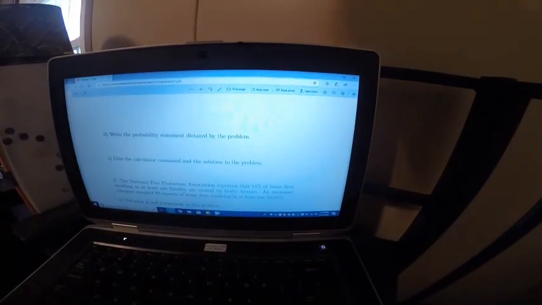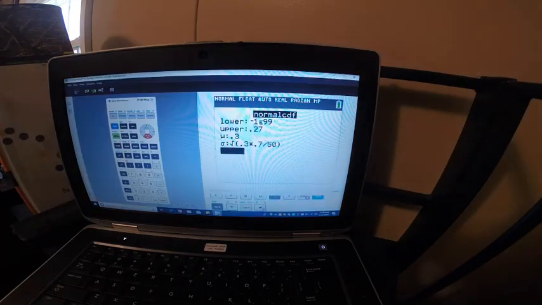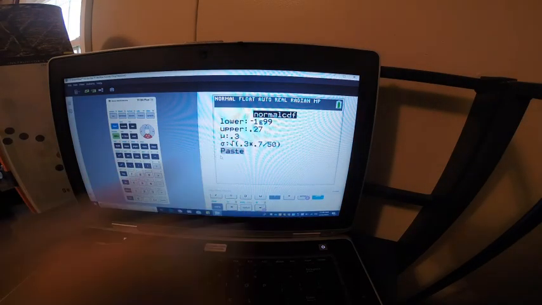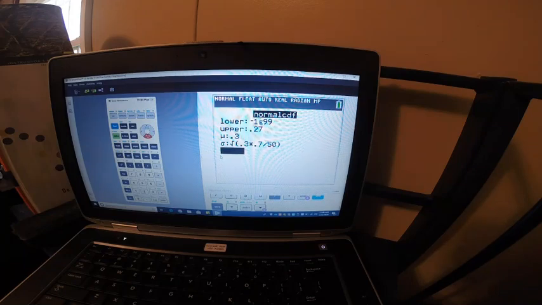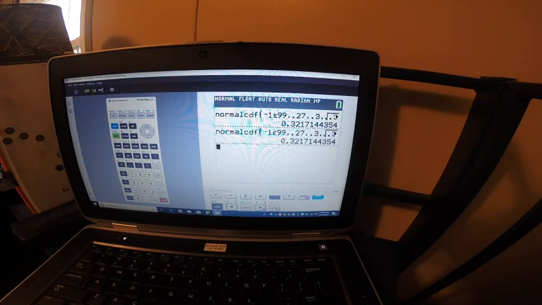So I'm going to show you the calculator so that you can see. Some of you really like to see it typed in the calculator. So your lower bound's -1E99, your upper bound is 0.27, your mean is 0.3, and your standard deviation is 0.3 times 0.7 divided by 50, all underneath that square root. If you hit paste, enter, you get that 0.3217 or 32.17%.